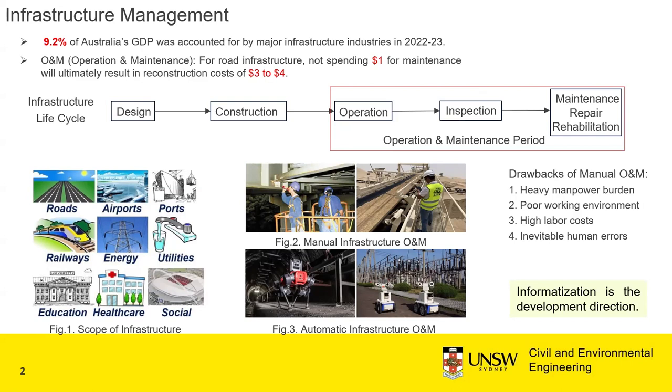During the life cycle of the infrastructure, there are many different stages, such as the design stage, the construction stage. But what we are interested in is the operation and maintenance stage. It is calculated that not spending $1 for maintenance will finally result in reconstruction costs of up to $3 to $4. That's why this topic is very important.